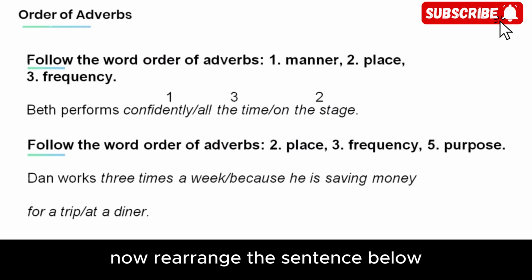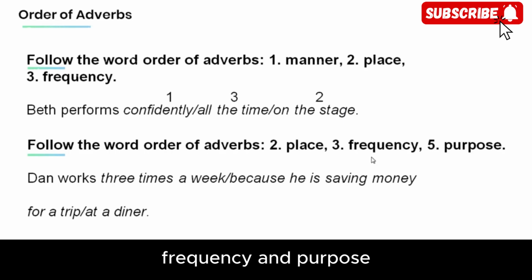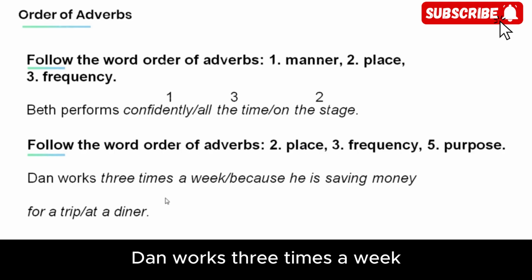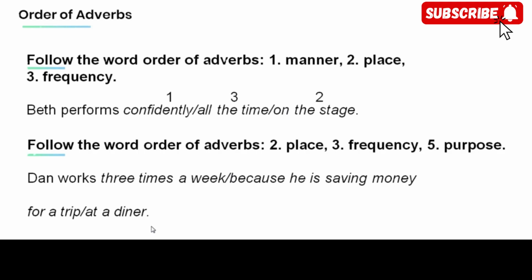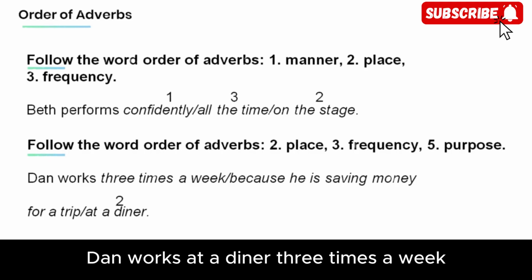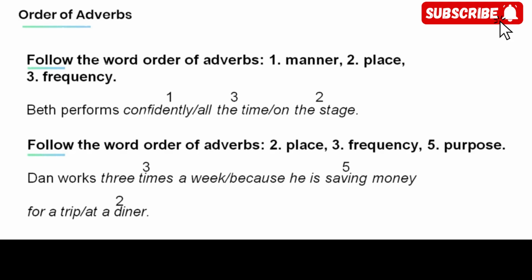Now rearrange the sentence below following the word order of adverbs, place, frequency, and purpose. Dan works 3 times a week because he is saving money for a trip at a diner. Dan works at a diner 3 times a week because he is saving money for a trip.